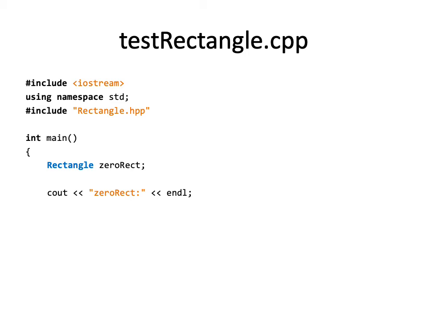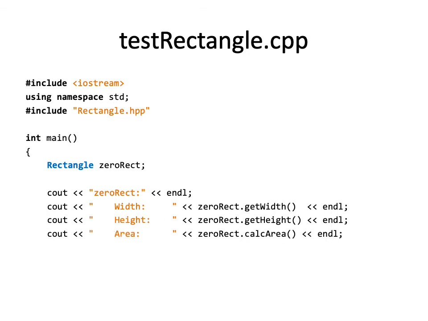So I'm going to then output all the values of this rectangle. 0rect has this width, this height, this area, and this perimeter, and that's it. Now notice here, I'm doing 0rect.getWidth. That dot right there is sending a message to 0rect, saying, call this function on yourself. So tell me your width, tell me your height, tell me your area, tell me the perimeter.